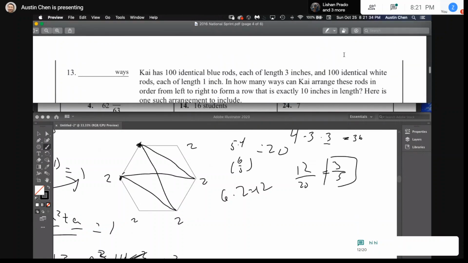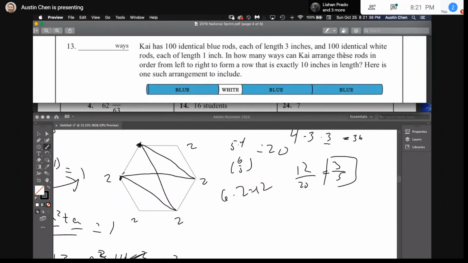All right. Kai has 100 identical blue rods, each of length 3 inches, and 100 identical white rods, each of length 1 inch. In how many ways can Kai arrange these rods in order from left to right to form a row that is exactly 10 inches in length? Here's one such arrangement to include.